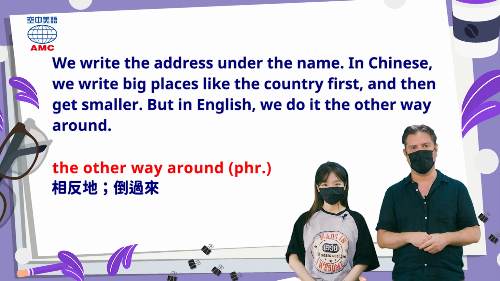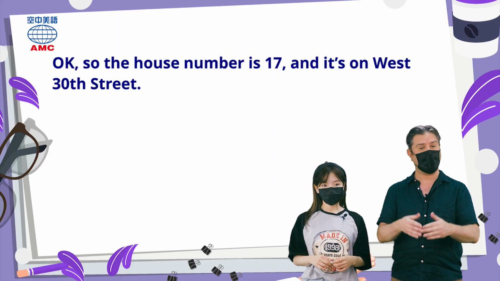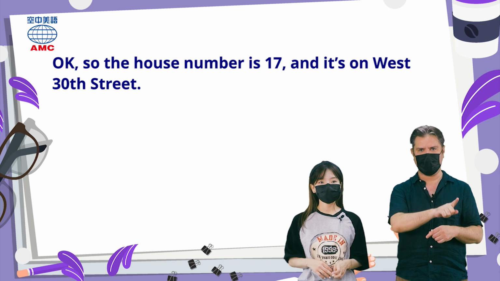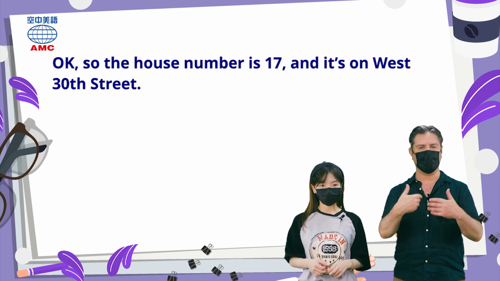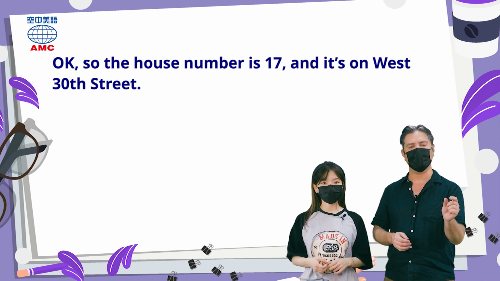Okay, so back to the article. Ting says, okay, so the house number is 17, and it's on West 30th Street. All right, so that would be right below the name. Steve Chen, 17, that's the house number, West 30th Street. That could be Main Street or Jones Street or Madison Avenue, whatever, but you need that number first and then the street.